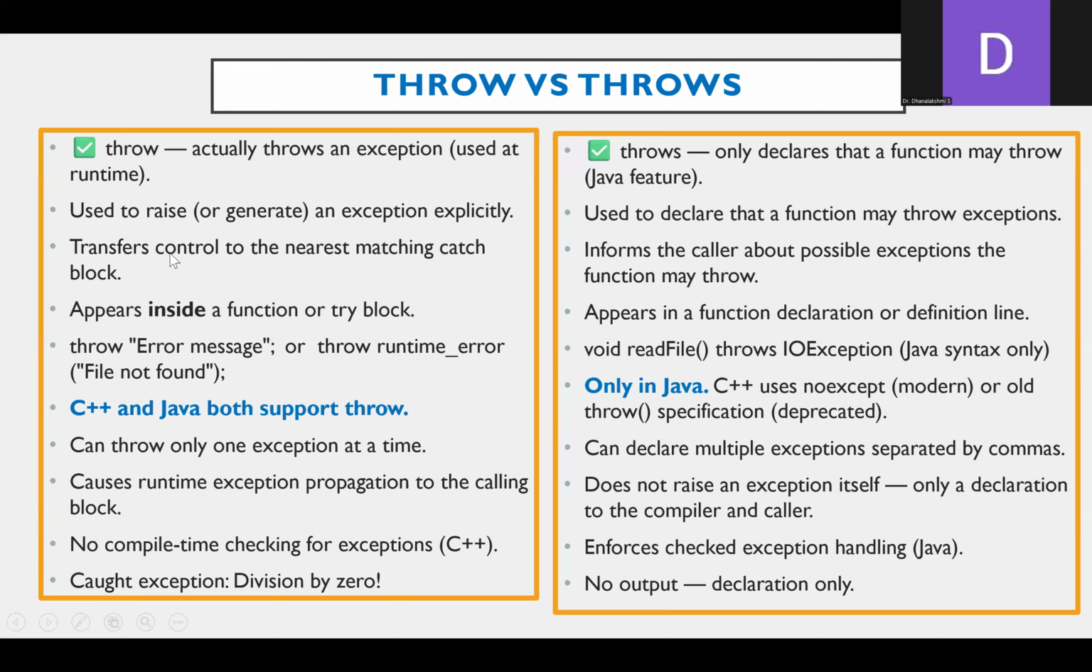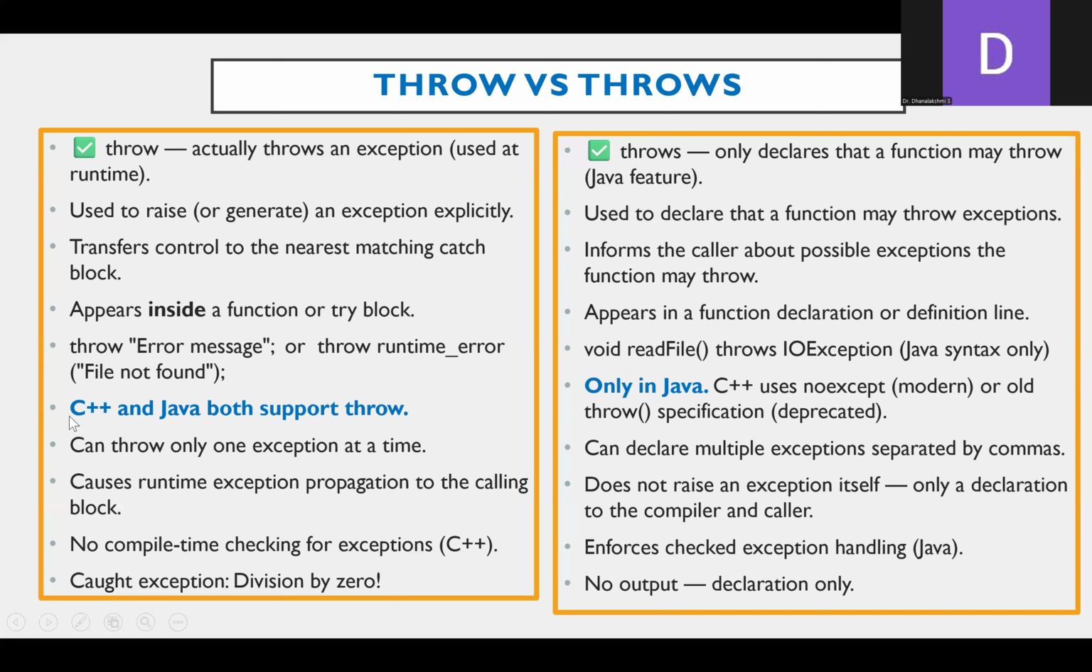Throw transfers control to the nearest matching catch block. We have seen many examples with this. Throws informs the caller about the possible exceptions the function may throw. Throw appears inside a function or a try block, while throws appears in a function declaration or definition line. Example: throw error message, or throw runtime error, or file not found. Here, for throws, the example is void readFile throws IOException, which is Java syntax.